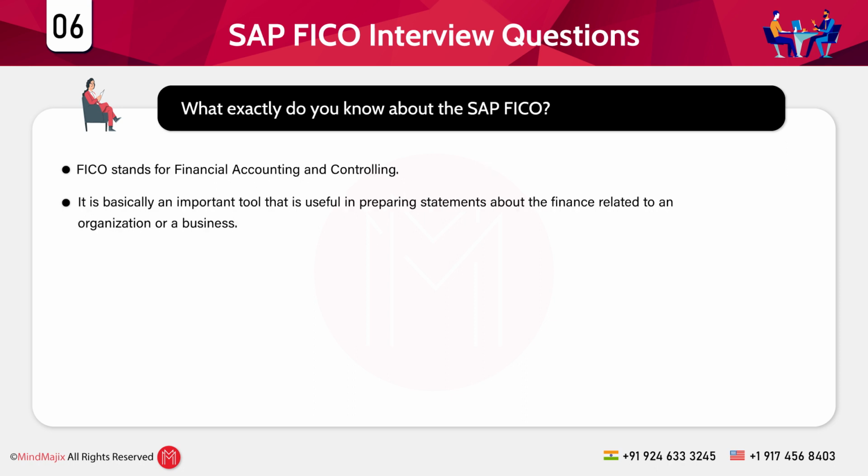The next question is: what exactly do you know about SAP FICO? FICO basically stands for Financial Accounting and Controlling. It is an important tool that is useful in preparing statements about the finances related to an organization or a business. Apart from this, FICO can also be used for accounting, tax computations, preparing inventory sheets, financial data storage, and so on. Users need not worry about the security of the data, and it makes it very simple to manage and utilize the data in a reliable manner.